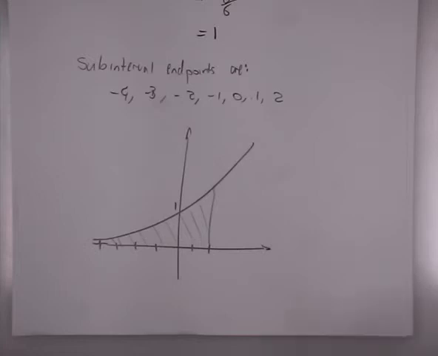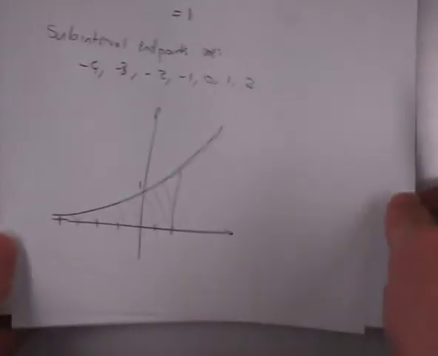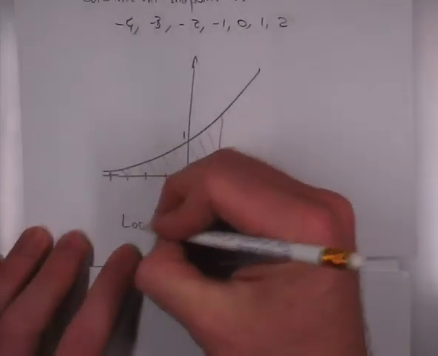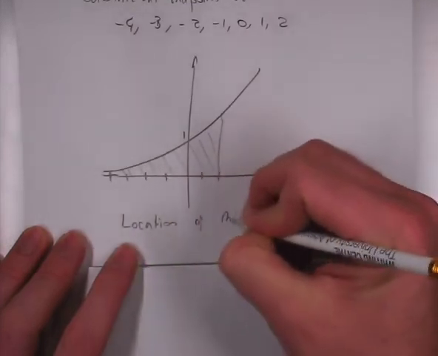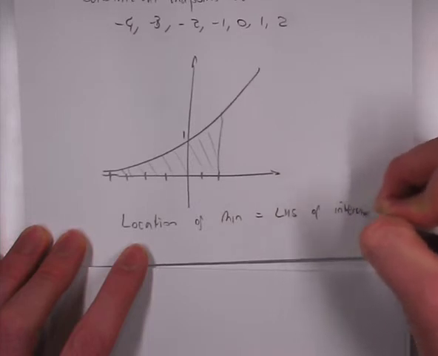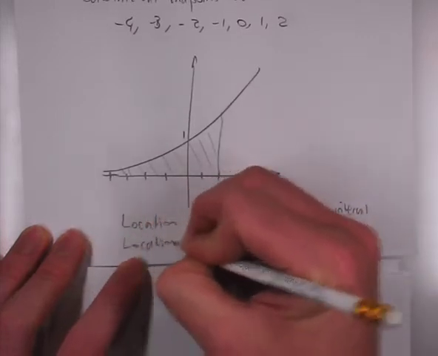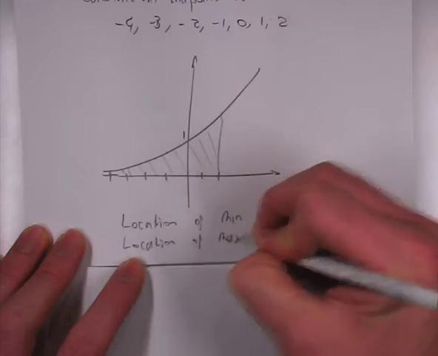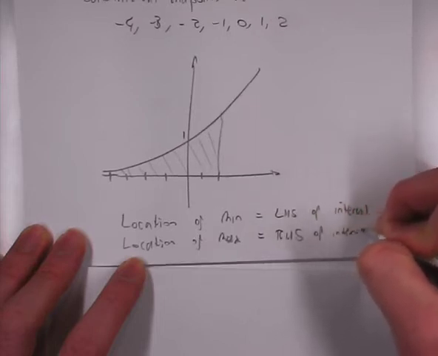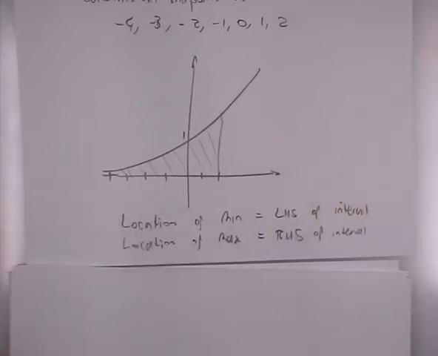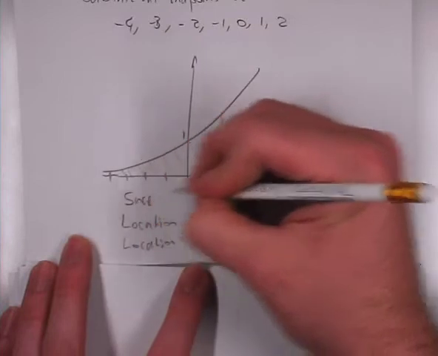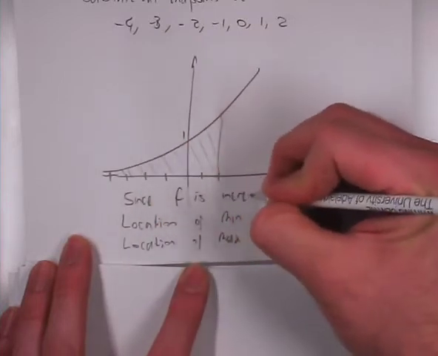So I can just say, for my table, I can say location of the minimum is the left-hand side of the interval, and the location of the maximum is the right-hand side of the interval for every interval, because it's increasing. So I should probably say before that, since f is increasing.